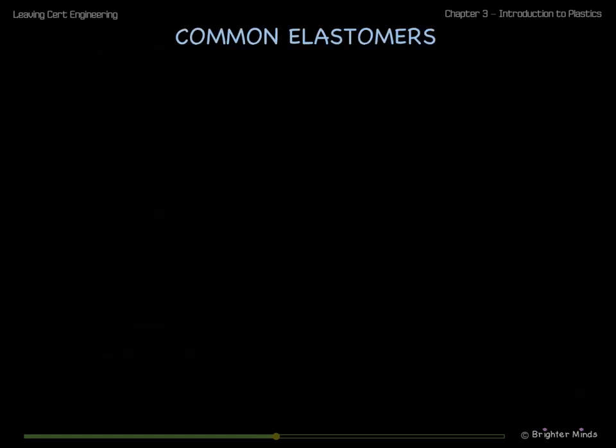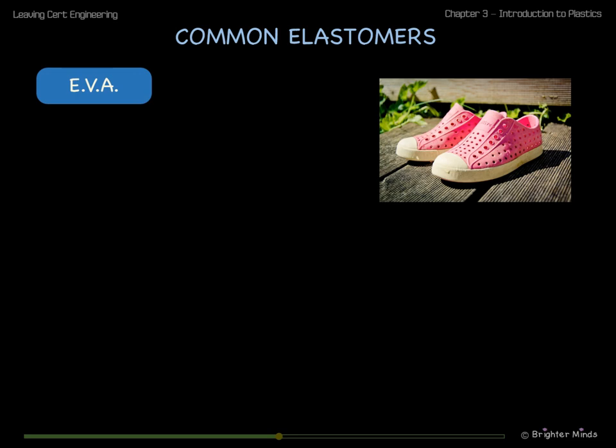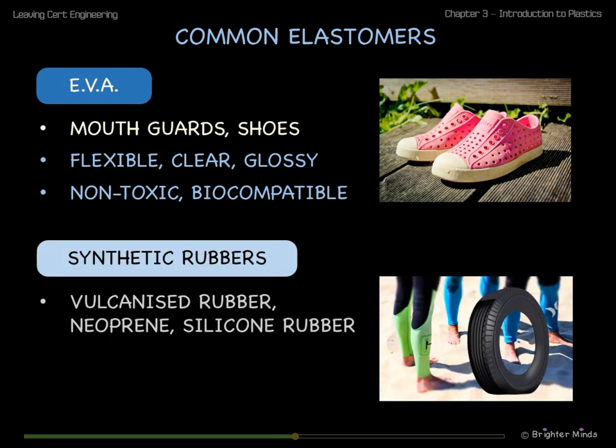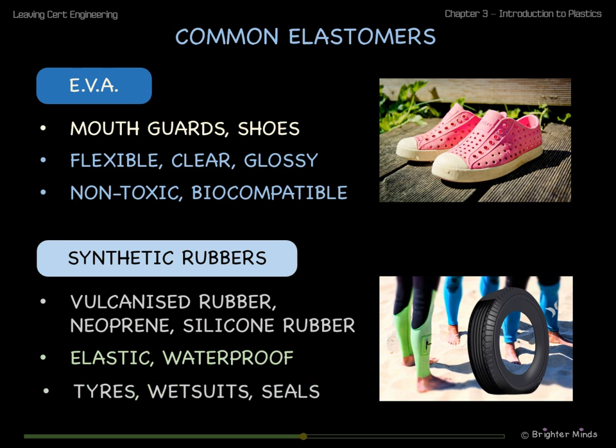The following are common elastomers. EVA is a flexible, tough, clear and glossy elastomer. It is non-toxic and biocompatible and is used to make sports mouthguards and shoes like flip-flops and Crocs. Elastomers include synthetic rubbers, such as vulcanized rubber, neoprene and silicone rubber. Synthetic rubbers are elastic, tough and waterproof, and are used to make tyres, wetsuits, and seals for windows, doors and machinery. Vulcanized rubber is made by adding sulfur to natural latex and then heating and compressing. This creates cross-links which make the rubber stronger and harder wearing.